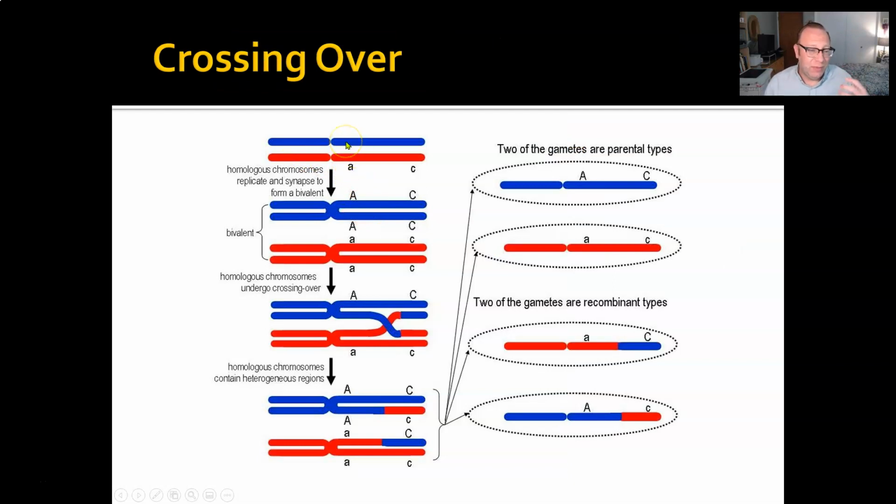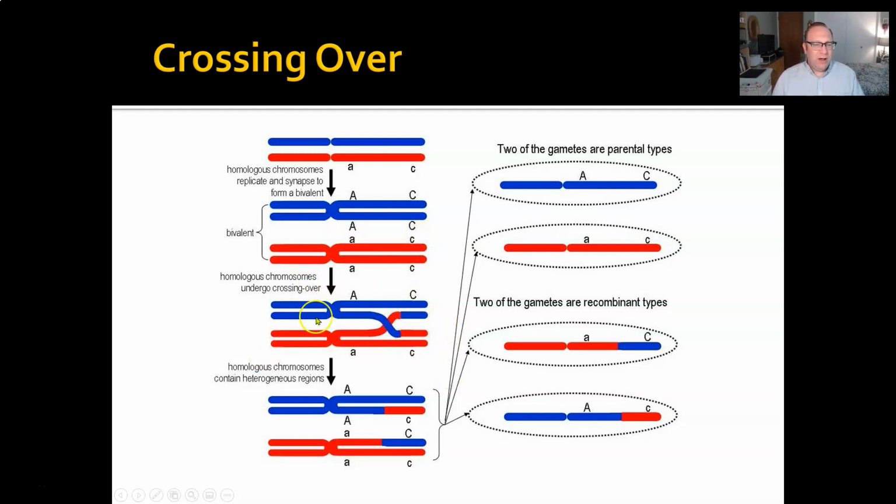This is the process from a single pair of chromosomes' perspective. Let's say blue is the mother, red is the father's DNA. A capital letter represents a dominant gene, lowercase represents a recessive gene. We'll talk about that in the next chapter. But for now, just understand there's a dominant A and a dominant C on the blue, on the mother's chromosomes, and a recessive A and a recessive C on the father's. Well, during crossing over, they're going to exchange these little legs.